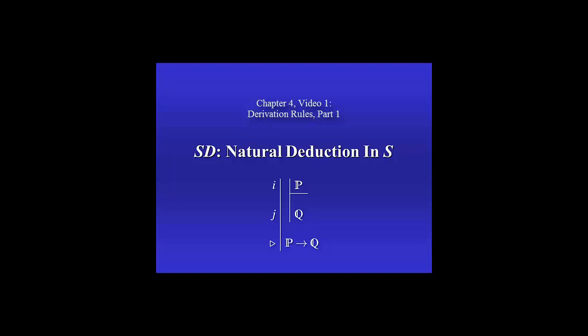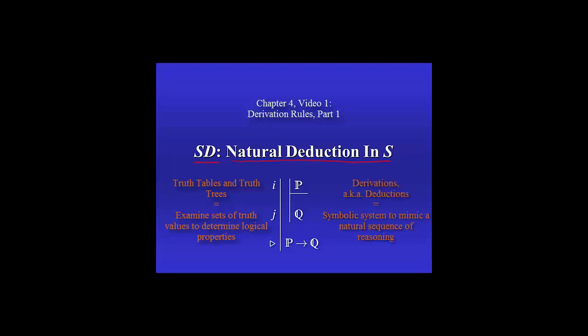Hello and welcome back. This is Chapter 4, Video 1, where we'll be introducing the natural deduction system for our language S. That system is called SD. Truth tables and truth trees provided ways for testing for validity and other logical properties. This is a third such way, but it differs from the other two in that we will not be looking at truth values of the relevant formulas. Instead, we're going to develop a symbolic system that in some ways mimics the way we might naturally deduce conclusions from premises.